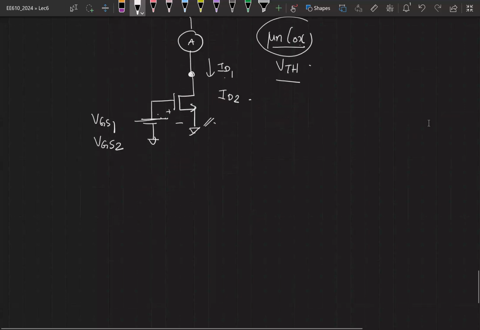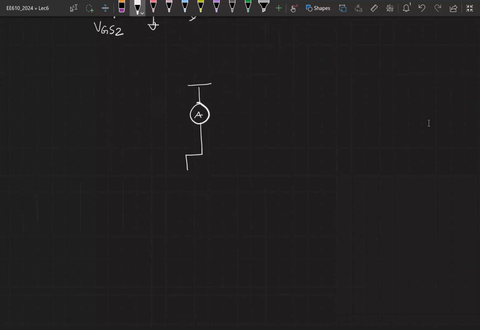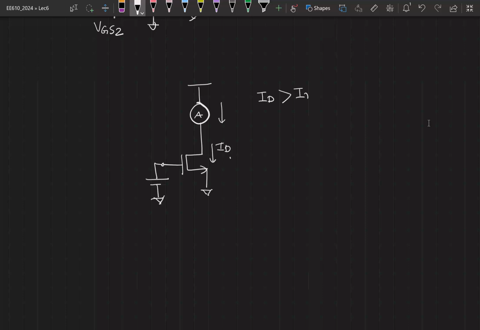So what do I mean by closed loop correction? I take the same mechanism. Let's say I wanted a current IRef to be flowing through this. I connect a battery here. Now I measure what is the current. I wanted IRef, but let's say it measured the drain current ID. I see that my ID is greater than IRef. Then what do I need to do to the VGS?